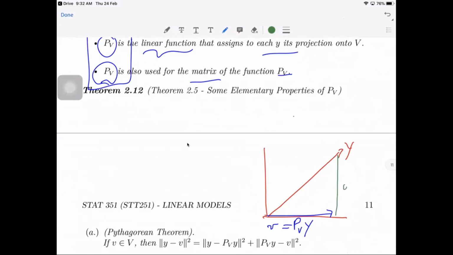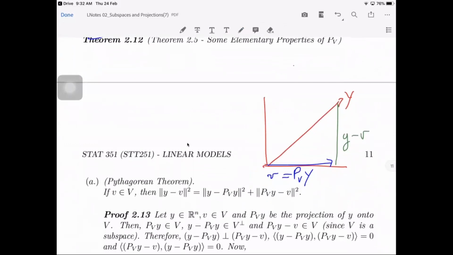This line here is y minus V in V perp. Okay. So if you look at this, this is a triangle, no? Using the Pythagorean theorem.